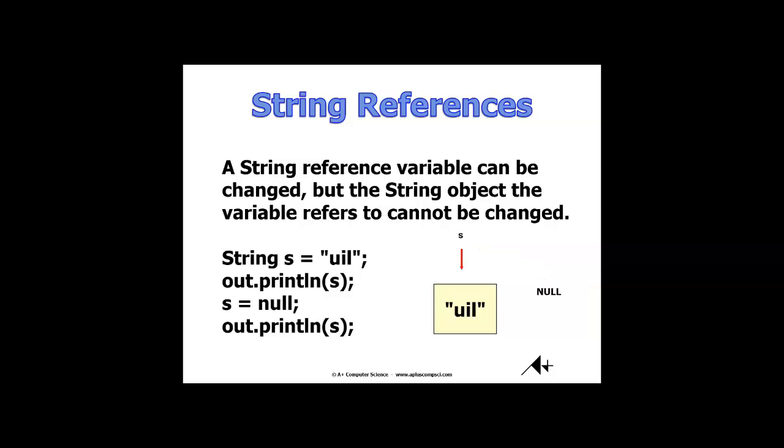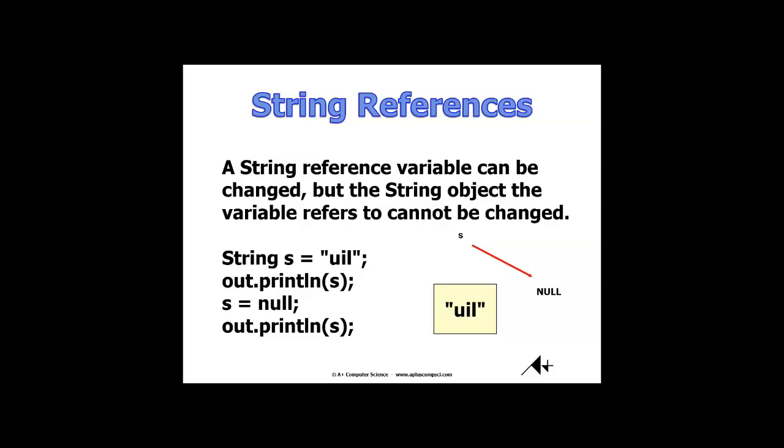In this example, I have S pointing at UIL to start as well, just like in the prior example. And then instead of pointing S at another string, I point S at null, which is nothing. A lot of times when you see that, you're going to think, wow, we just turned UIL into null. And that's not at all what we did. Because S is not UIL, it knows where UIL is. So we told S, you don't keep track of UIL anymore. You go point at nothing, which is null. So now once again, UIL's floating around all by itself. Nobody knows where it is.